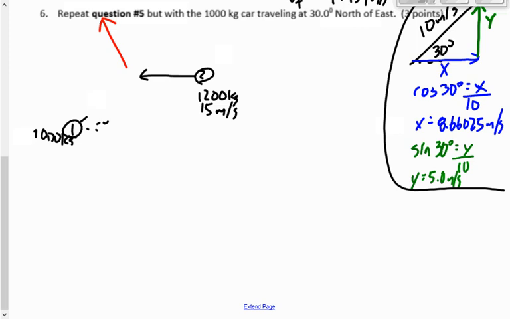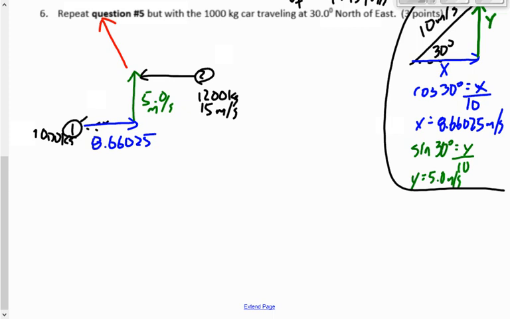I got my 8.66025, and I got my 5.0 meters per second up this way. Now all I've got is 90-degree angles. I've got normal angles, right? It's not a coincidence, actually, that we call them normal angles. Okay? I got funny angles and I got normal angles.